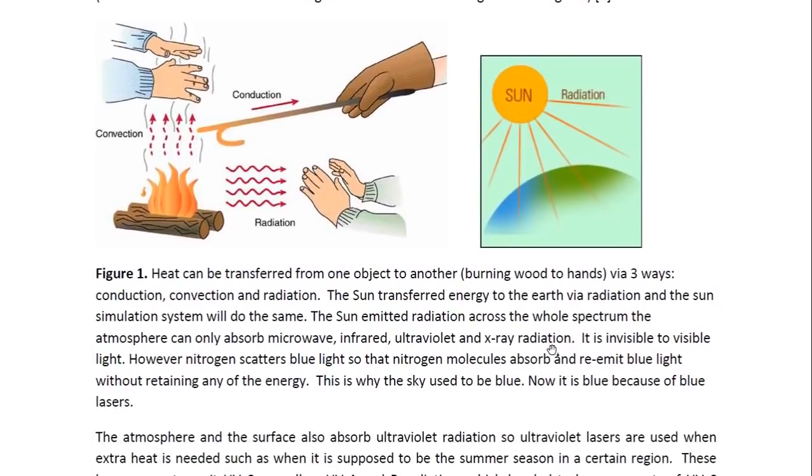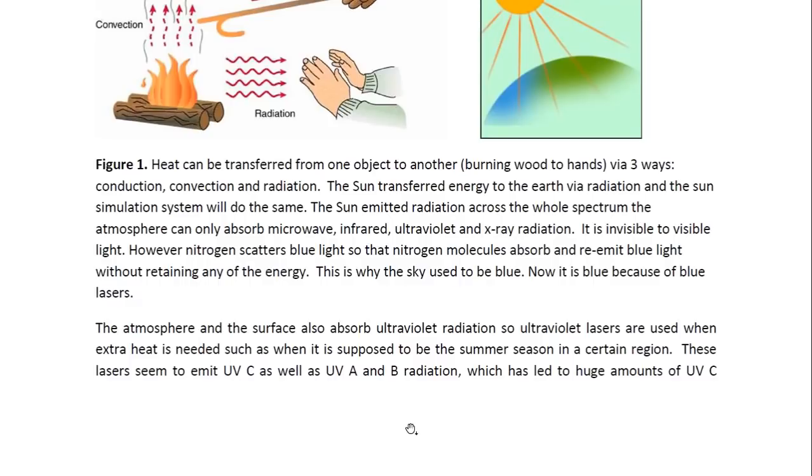So the atmosphere cannot directly absorb visible light, but it can absorb microwave, infrared, ultraviolet, and X-ray radiation. It is invisible to visible light. However, nitrogen does scatter blue light, so nitrogen molecules absorb and re-emit blue light without retaining any of the energy. This is why the sky used to be blue. Now it is blue because of blue lasers. The atmosphere and the surface also absorb ultraviolet radiation, so ultraviolet lasers are used when extra heat is needed, such as when it is supposed to be the summer season in a certain region.